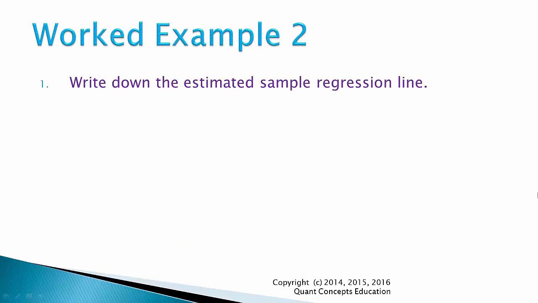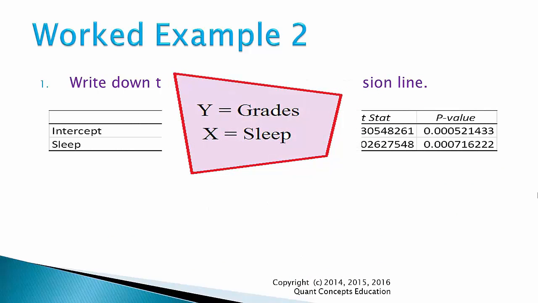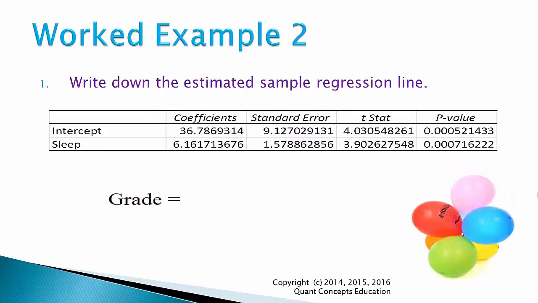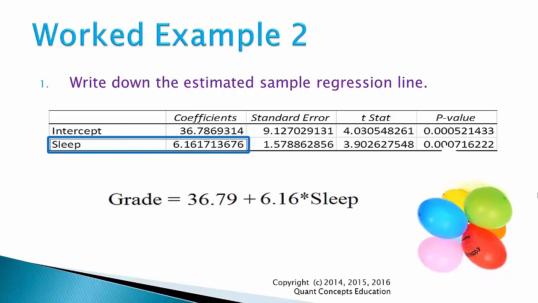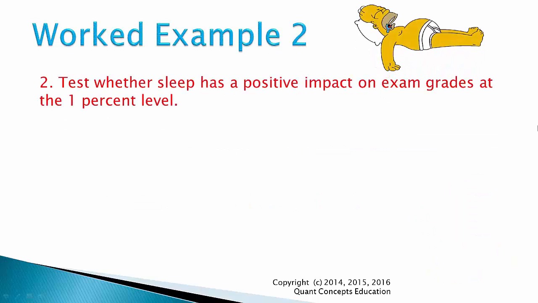Okay, question 1. Write down the estimated regression line. Looking at the relevant section of the output table, and recall that the y variable is grades in the final exam and x is the number of hours of sleep. So we can write the regression equation with grades, the y variable, on the left-hand side. We can see from the table that the intercept term is 36.79, and the coefficient for sleep is 6.16. So the estimated sample regression is grades is expected to equal 36.79 plus 6.16 times the number of hours of sleep. Question 2. Test whether sleep has a positive impact on exam grades at the 1% level.